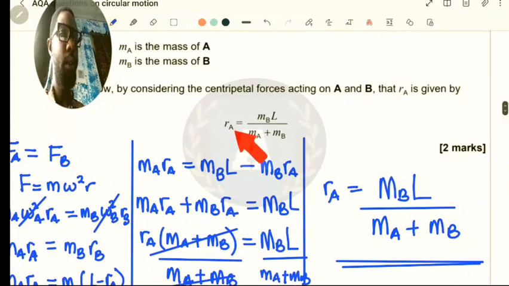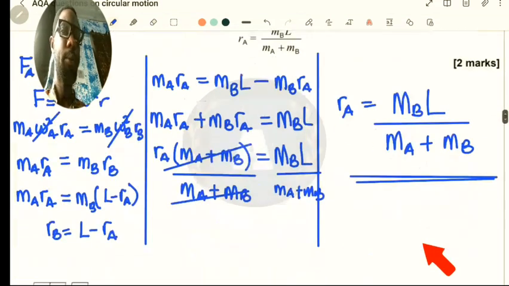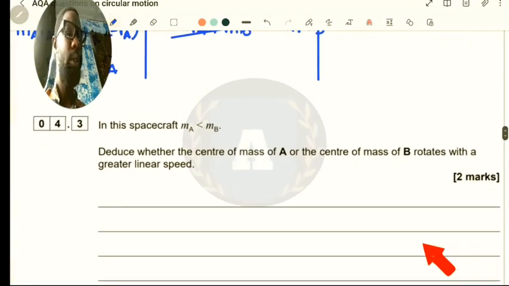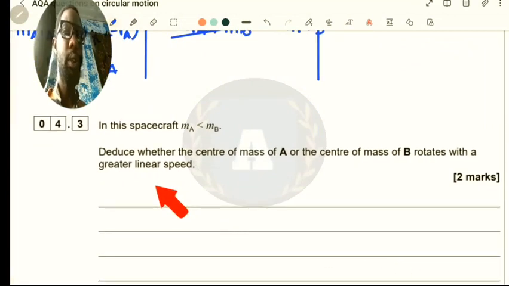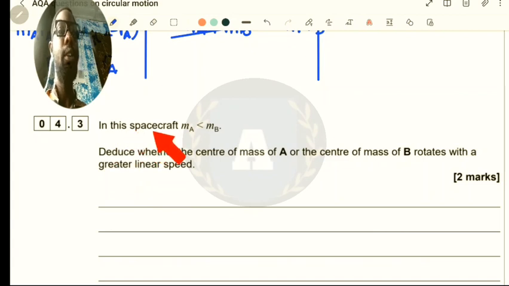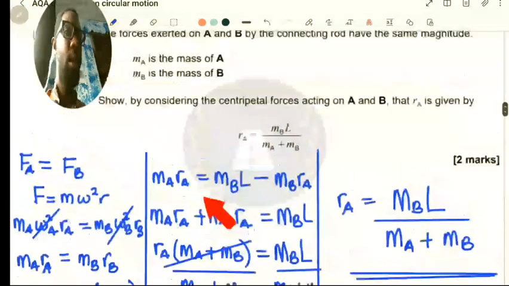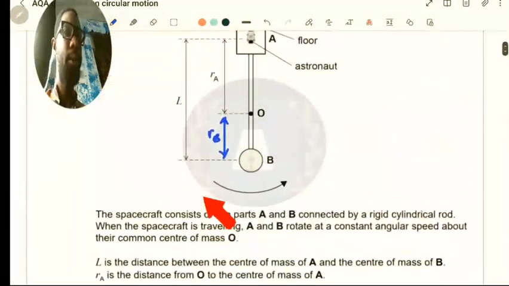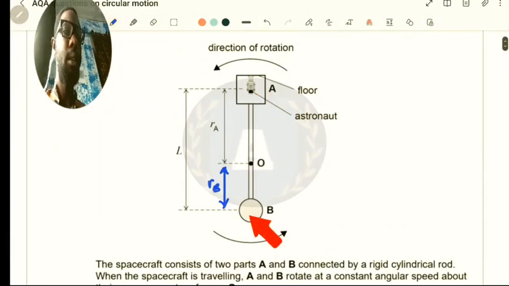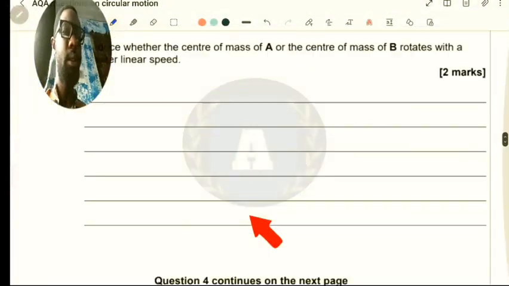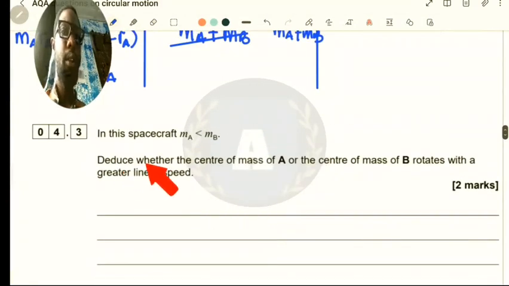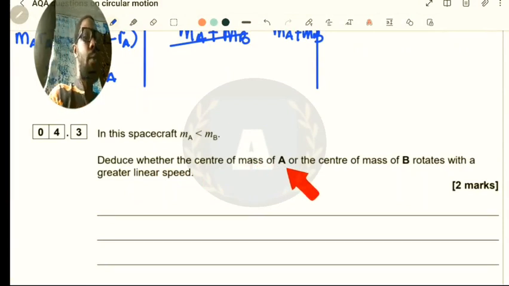So we have this, which is equal to this. Done. Now we quickly move to the next question. And what does it say? It says in this spacecraft, mass of A is less than mass of B. Then deduce whether the center of mass of A or the center of mass of B rotates at the greater speed.